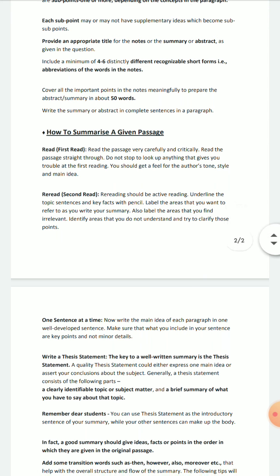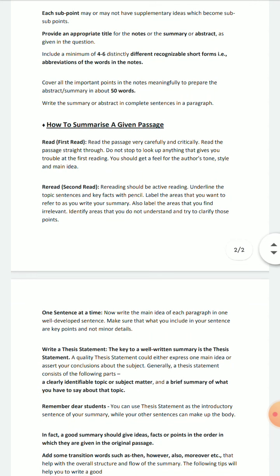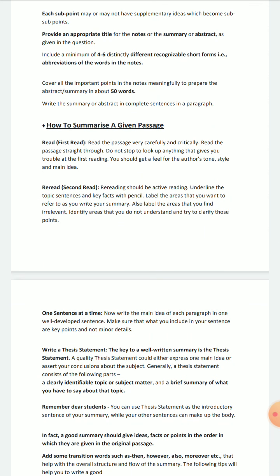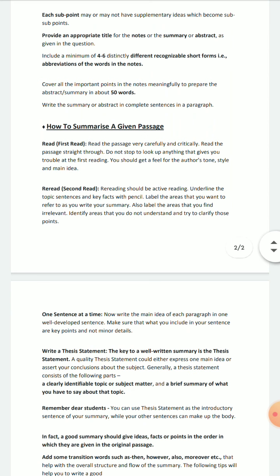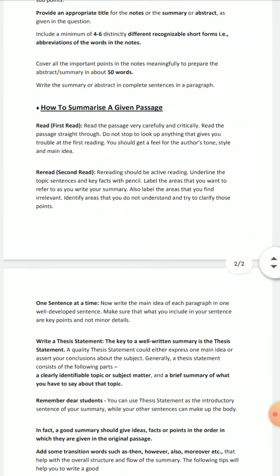Another important thing is to provide an appropriate title every time. Remember, dear students, you have to provide an appropriate title. Include a minimum of 4 to 6 distinctly different recognizable short forms that we call abbreviations. Max 6, normally 4.